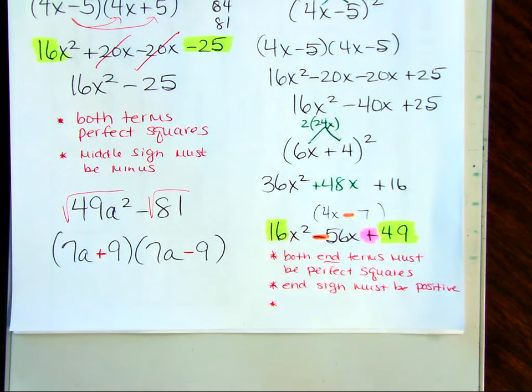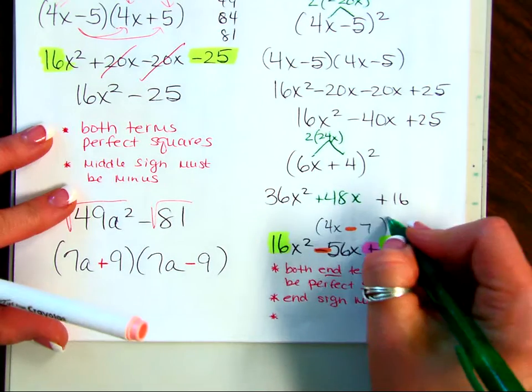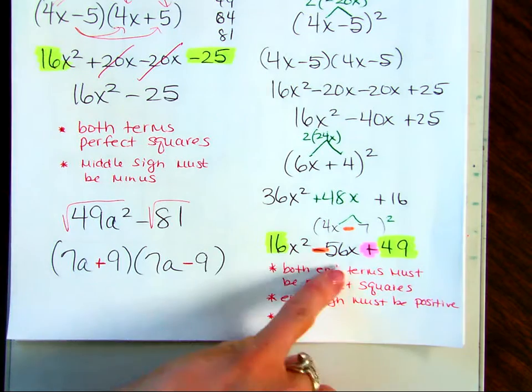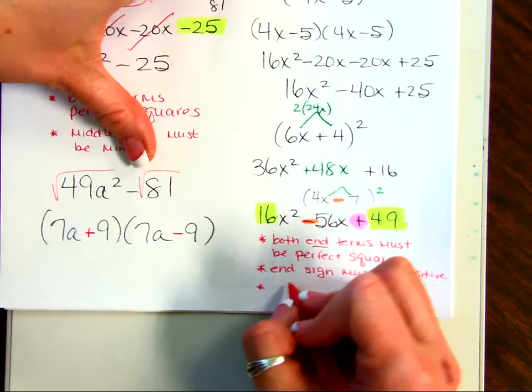Okay? So now, let's check it. Once I pulled these perfect squares out to check it and see if it's right, multiply them together. What do you get? Negative 28. What do you get when you double them? Negative 56. Okay?